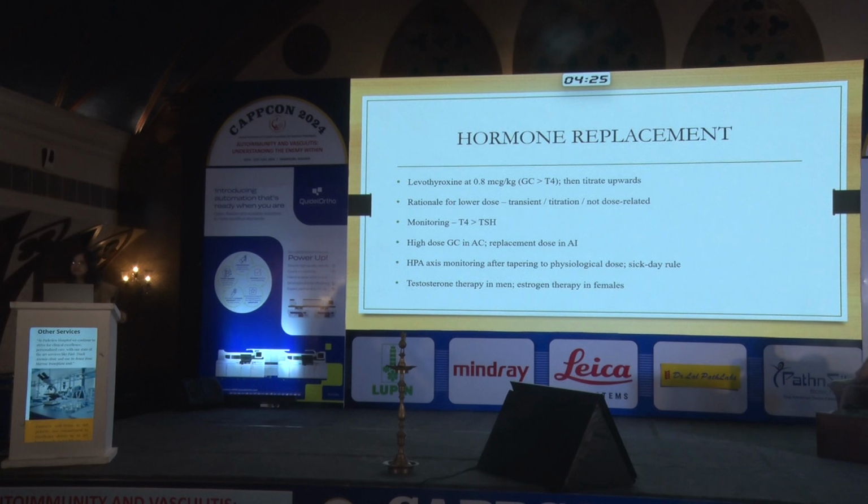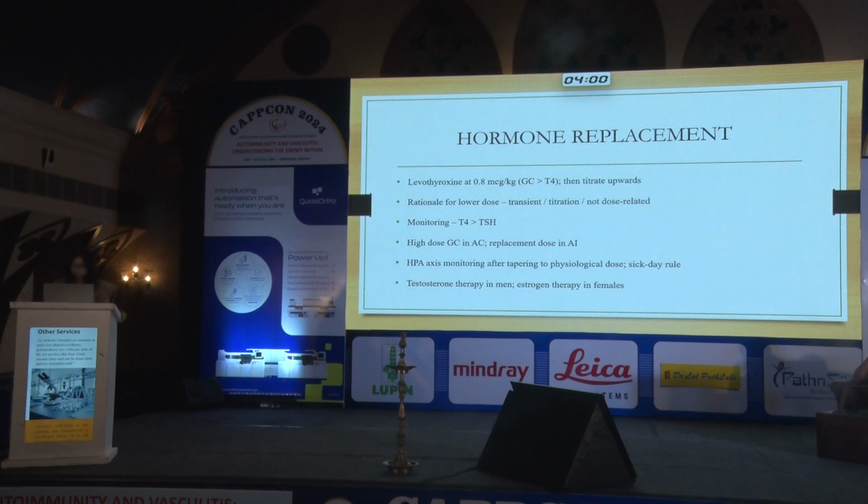Monitoring is very important. Central hypothyroidism is always to be monitored with free T4 levels and not TSH levels. Coming to glucocorticoids, if there is an adrenal crisis, then we need to administer IV hydrocortisone, IV glucocorticoids. But if the patient is just having symptoms but is not in crisis, we can go for oral glucocorticoids, hydrocortisone 10 mg in the morning and 5 mg at 4 p.m.